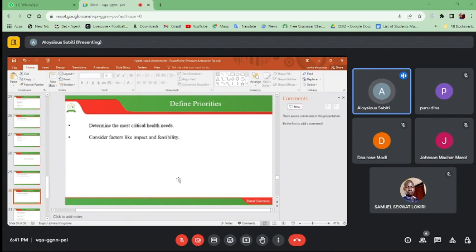And you consider factors like what is the impact, what is the feasibility, what is the impact in this society, how big is the problem, how small is the problem.